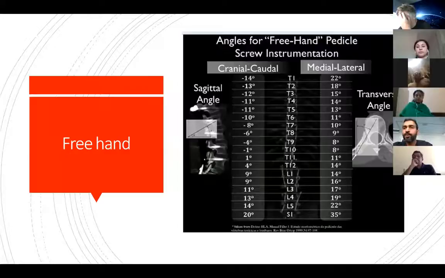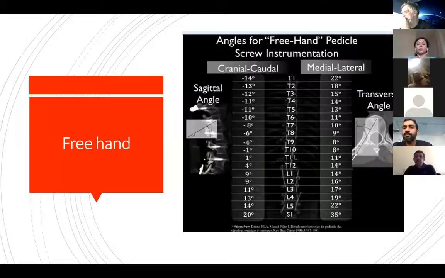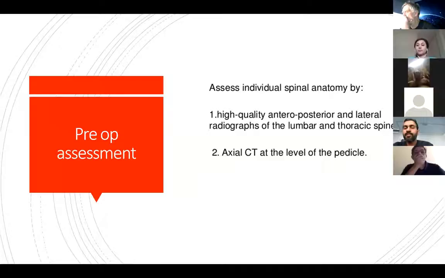This slide shows angles for freehand pedicle screw instrumentation, and you can appreciate that different angles in the sagittal and transverse planes are shown vertebra by vertebra. For placing percutaneous pedicle screws, pre-operative assessment is important, and we need high quality anteroposterior and lateral radiographs of the lumbar and thoracic spine, as well as an axial CT at the level of the pedicle.